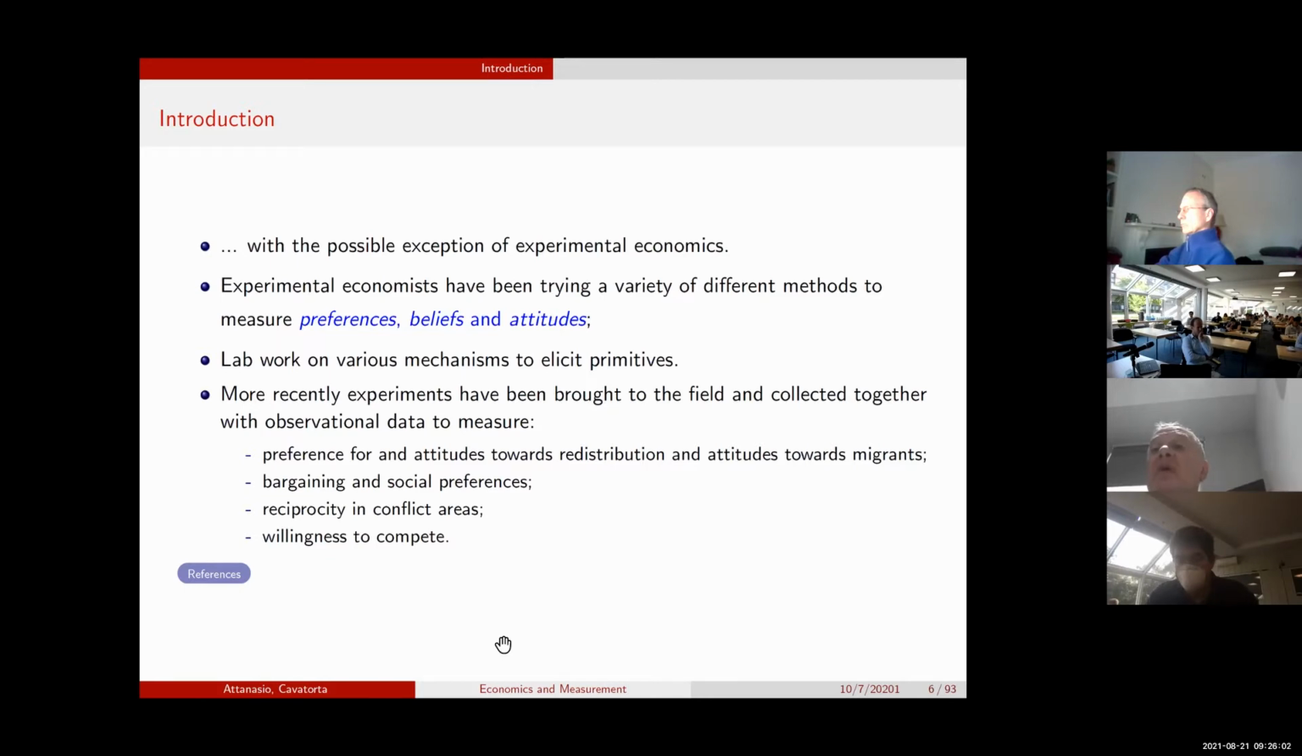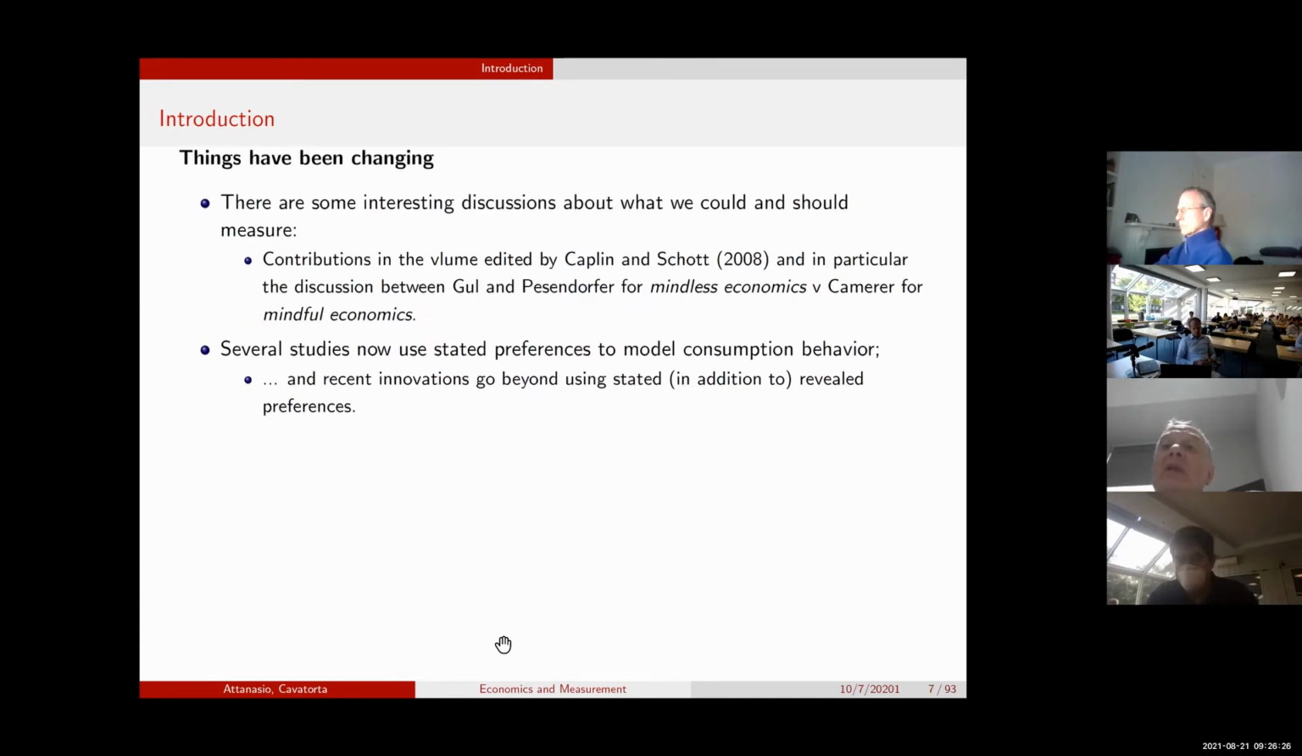And this could be preferences for attitudes towards redistribution, attitudes towards migrants. Even Stephanie Stantcheva and others have been doing interesting work on that, or data on bargaining and social preferences, reciprocity in conflict areas, willingness to compete, and the like. And things have been changing. There has been some interesting discussion about what we could and should measure.